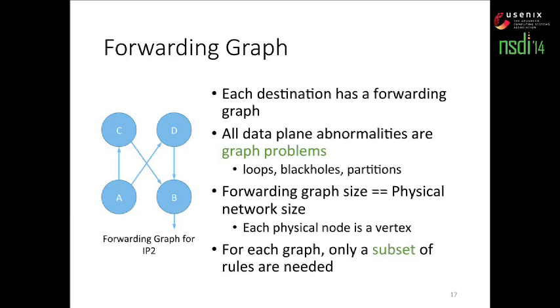The third property is that the forwarding graph is not too big. The size of the forwarding graph equals the size of the physical network. This is because each physical node is a vertex in our forwarding graph. And finally, for each graph, only a subset of rules are needed to construct the forwarding graph. In other words, not all the rules are relevant.